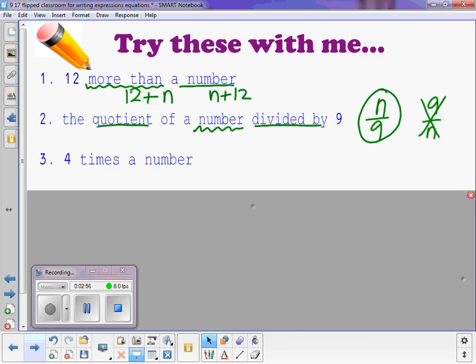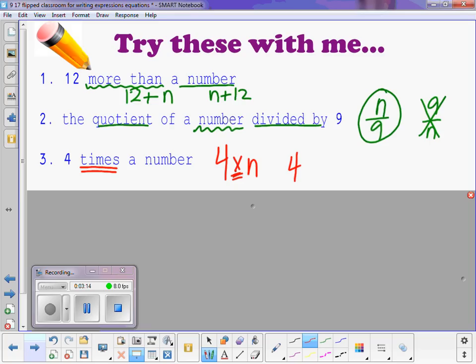Number 3, 4 times a number. Times is our keyword. It means multiplication. Now, we don't want to write it like this. Not only does this times sign look like an X, but it's not really getting you prepared for algebra. So, you need to write any product with a variable just like this, where the number comes right next to the left of the variable.